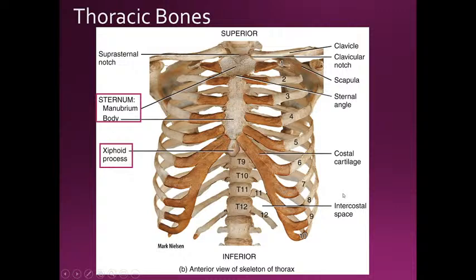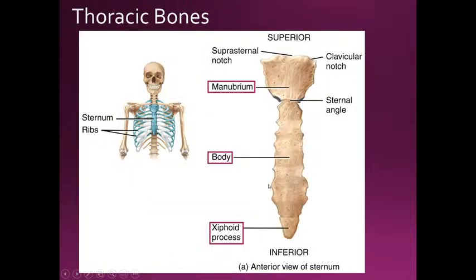So that was a long-winded explanation. Basically, ribs 1 through 7, true ribs, attach to the sternum. Ribs 8, 9, 10, they're false ribs. They attach to the cartilage of 7. They do not attach directly to the sternum. 11 and 12 are technically false ribs because they also don't attach to the sternum, but they also get the special name floating ribs because they don't attach to anything anteriorly.